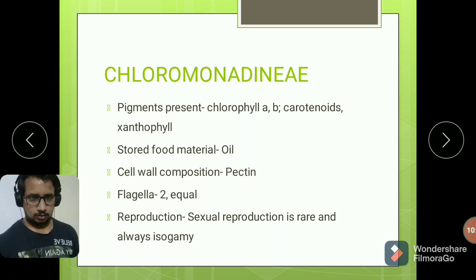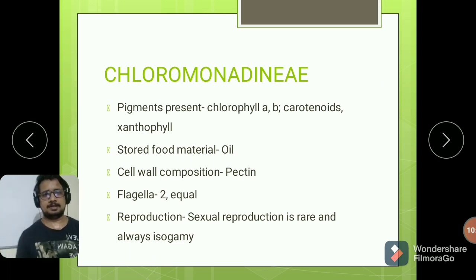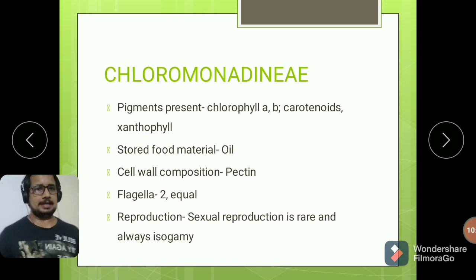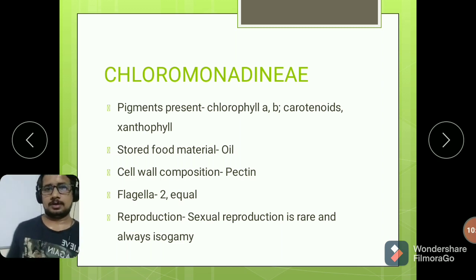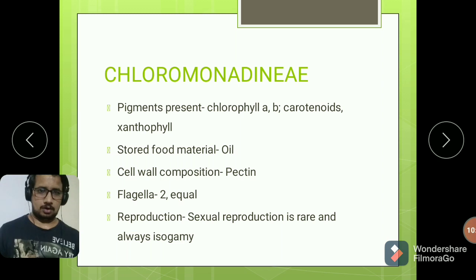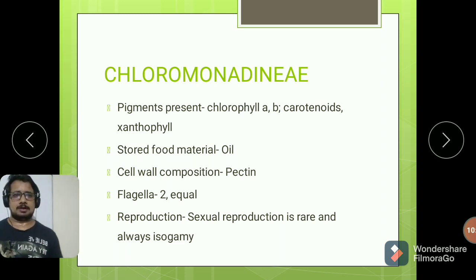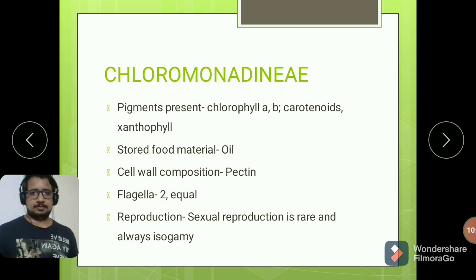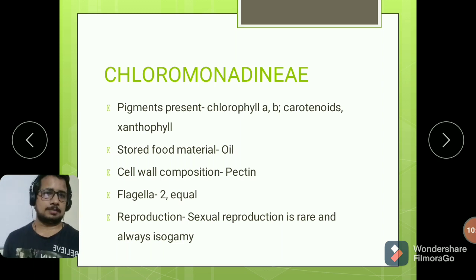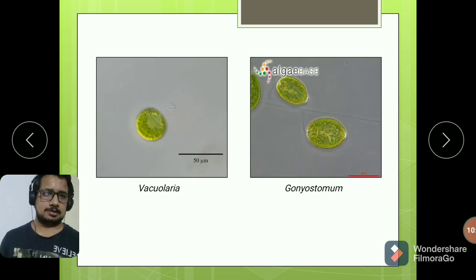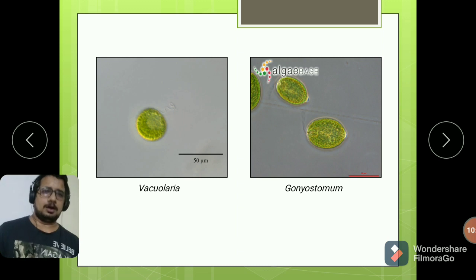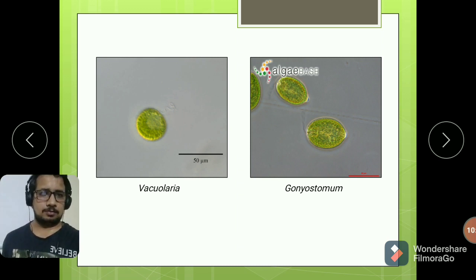The next class is Chloromonadineae. The pigments present in them are chlorophyll A, B, carotenoids, and xanthophyll. The food material stored is in the form of oil. The cell wall is composed of pectin. The flagella are two in number and both are equal in shape. Reproduction is mostly vegetative, while sexual reproduction is very rare and mostly isogamous. There are different examples such as Vacuolaria and Gonyostomum, and a few more.